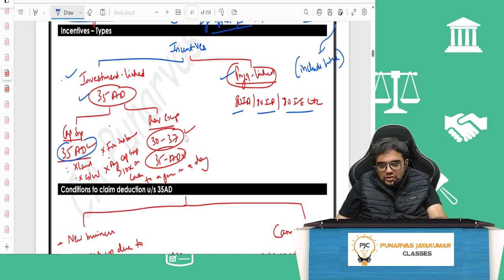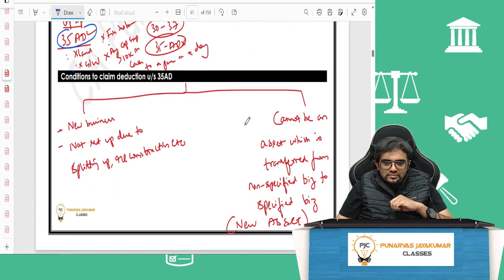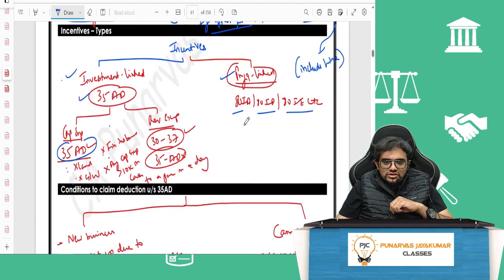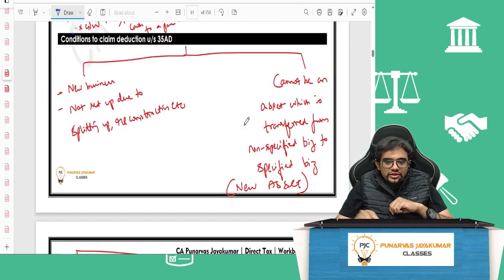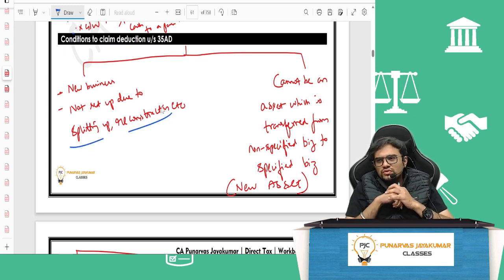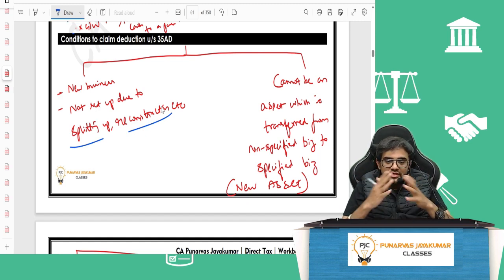Got it? So as I told you, some of the conditions are what? It should be a new business and it should not be set up due to splitting up or reconstruction of a business. So if, for example, ITC hives off to create ITC agricultural products, of course, they have e-Choupal where a lot of farming activities are being done. If that portion is hived off, then you cannot say it is done due to setting up, and 35 AD will not be applicable for the same.